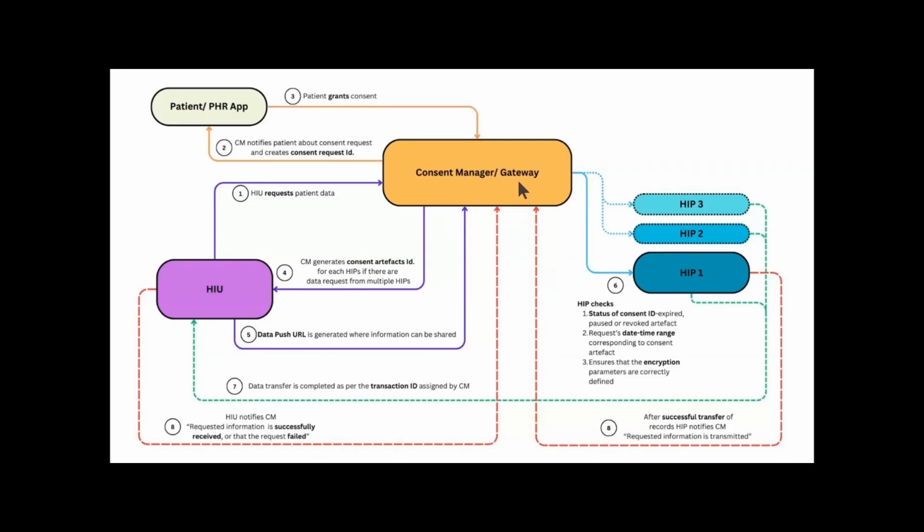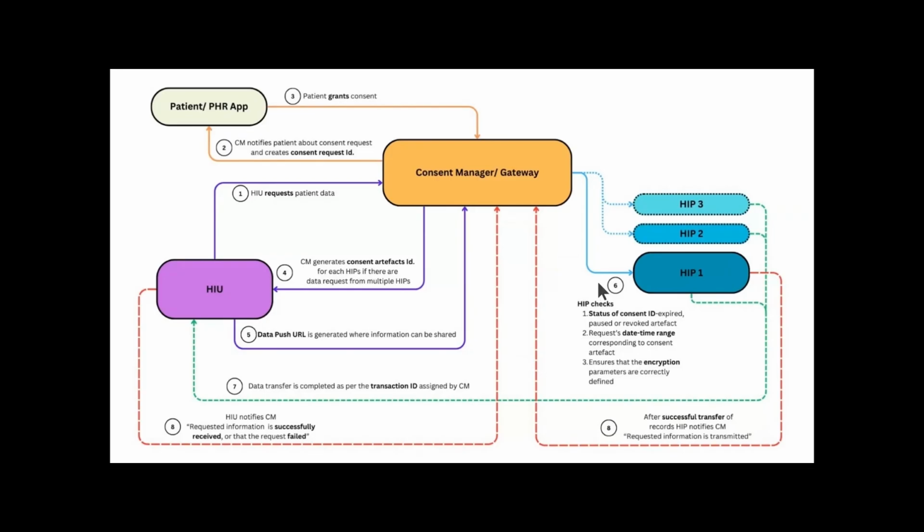Step 6. HIP verifies consent and encryption parameters. Each HIP, which could be a clinic, diagnostic lab, or healthcare facility, checks the validity of the Consent Artifact ID, ensures the date-time range of the request matches the consent, and verifies that all encryption parameters are properly set. This is crucial to ensure the data is securely transferred.